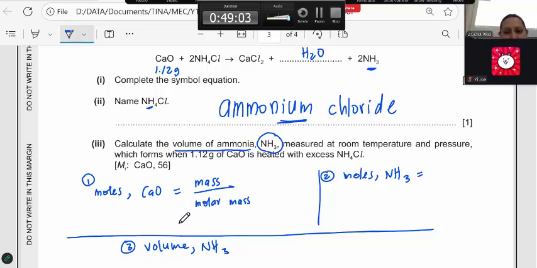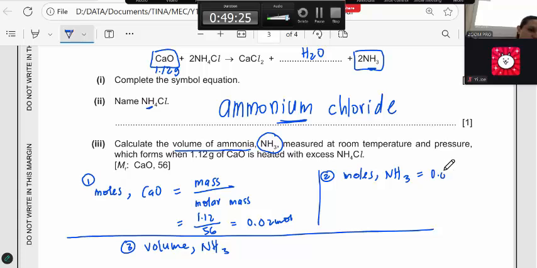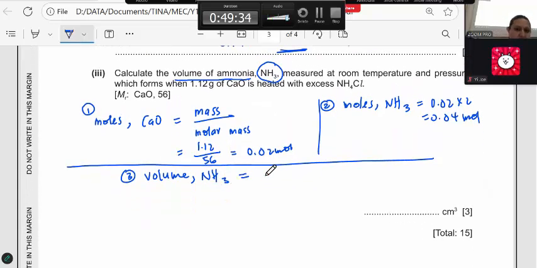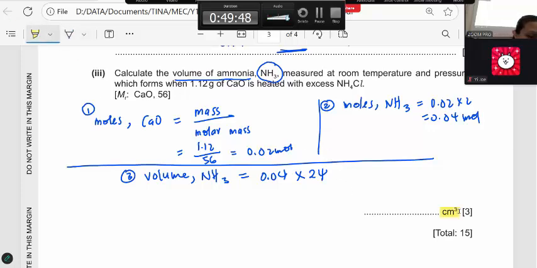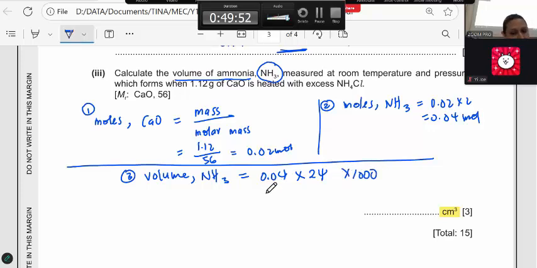Okay. Calcium oxide, mass over molar mass. Why? Because they give you mass. Molar mass, calcium is 40, oxygen is 16, so 56. You know that, right? Please don't tell me you don't know. 0.02 mole. Part 2 is ratio. The ratio is 1 to 2. Can see that? 1 to 2. So 0.02 times 2, 0.04 mole. Volume of ammonia, you take amount of moles, multiply molar volume. Molar volume is 24, but that unit is in decimeter cube. This question gives you centimeter cube, so you need to multiply. So you get 960. Can? You got it right? Yeah, I got it right. Okay.